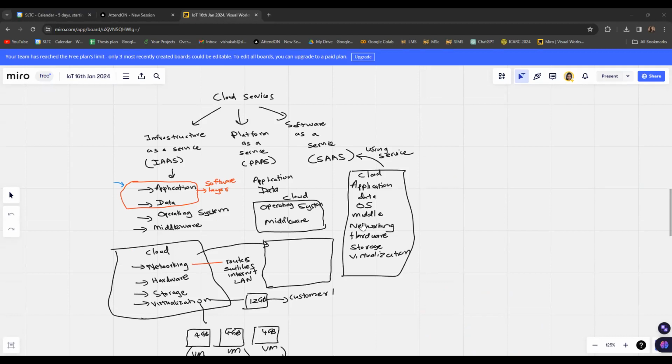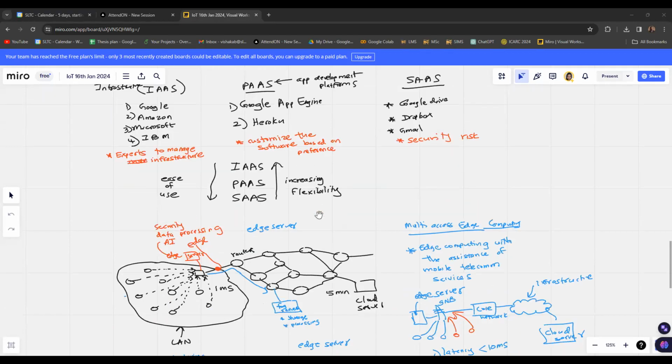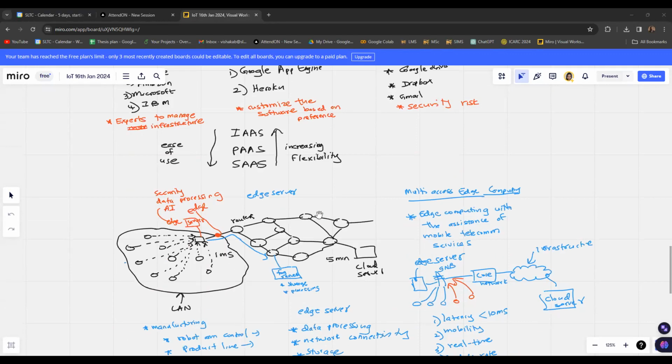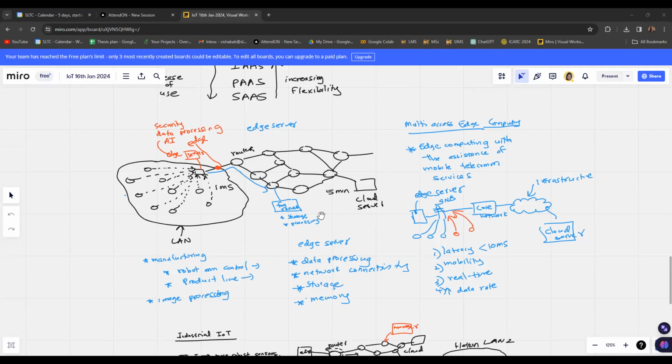So if you can remember, in the last class, we discussed cloud services, and they're basically about the three service models: infrastructure as a service, platform as a service, and software as a service. Apart from that, we have other two main computing methods apart from cloud computing, which are fog computing and edge computing.